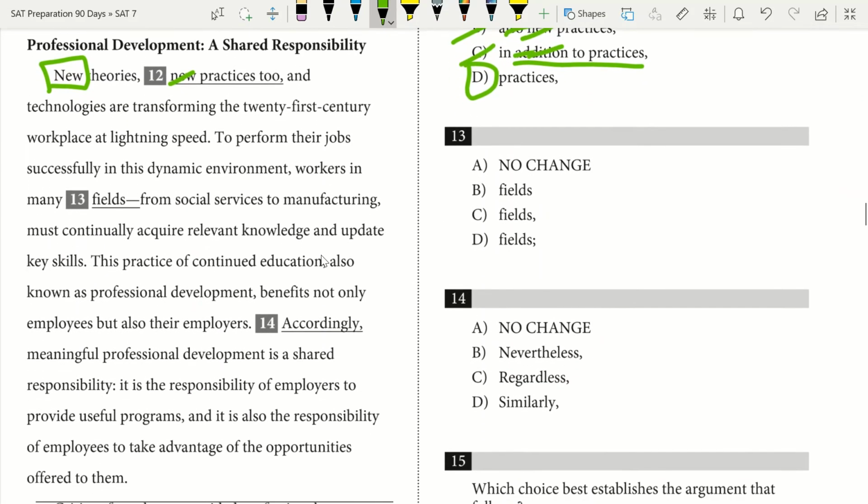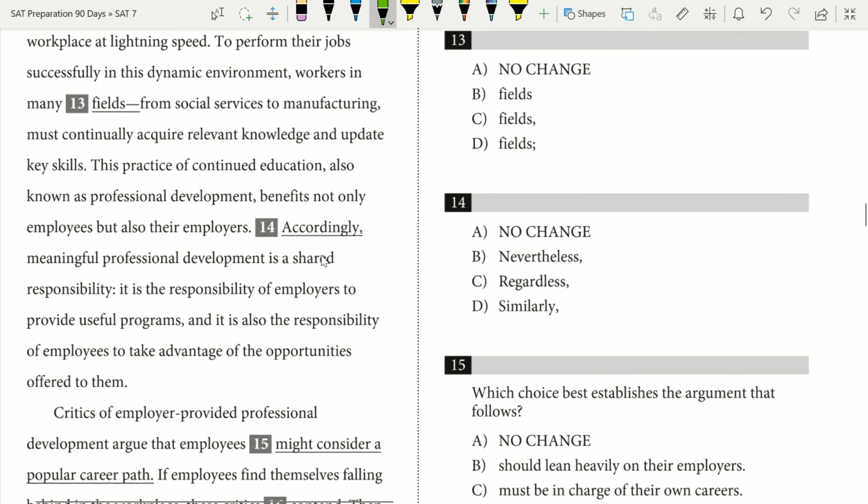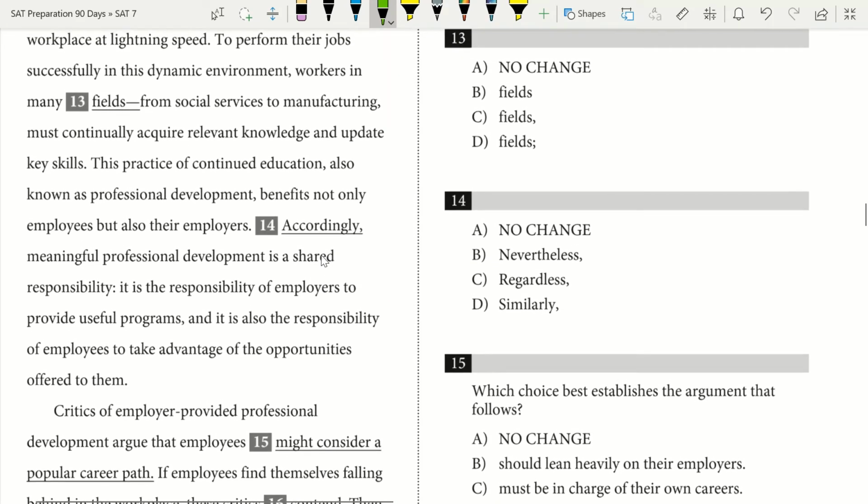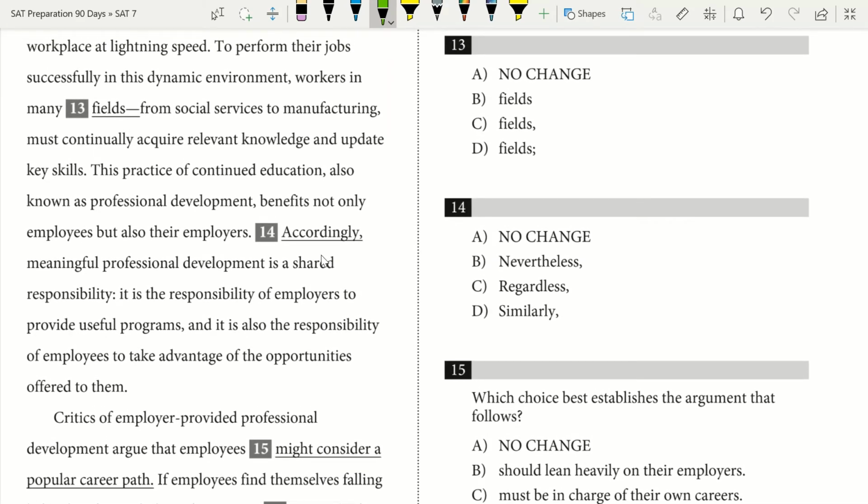We have, "technologies are transforming the 21st century workplace at a lightning speed. To perform the job successfully in this dynamic environment, workers in many fields, from social services to manufacturing." Okay, I see I have a comma here. Obviously, this is going to be non-essential, so I need to have a comma after the word fields. So my answer there is going to be C. So the answer for 13 would be C.